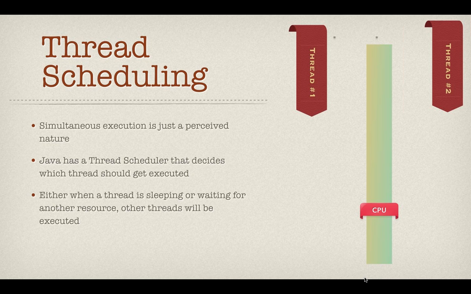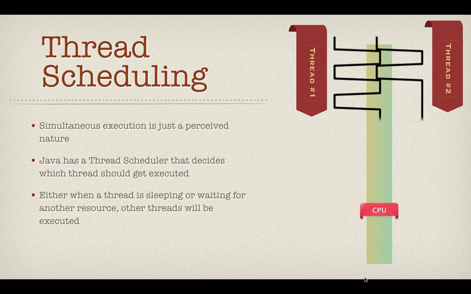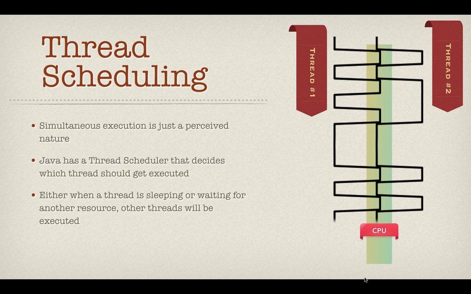There is a CPU, and CPU time will be shared across threads. What really happens is that when one thread is getting executed, other threads will be waiting, and the CPU will only be executing one thread. This way each thread goes back and forth in CPU execution time. Java has an inbuilt thread scheduler that decides which thread gets executed.